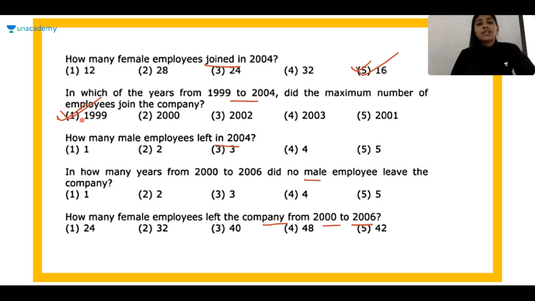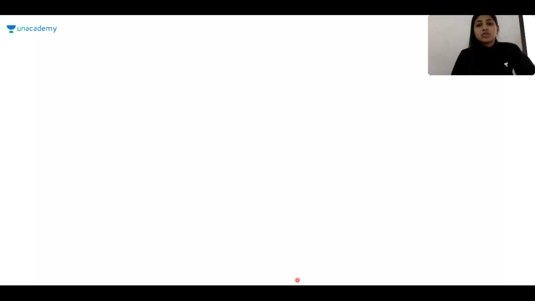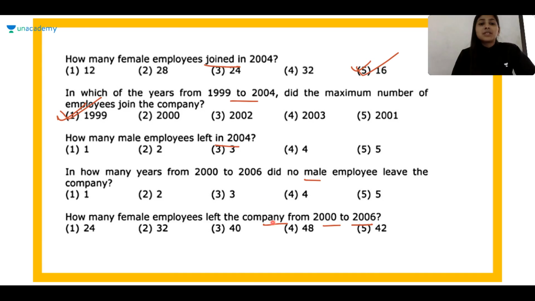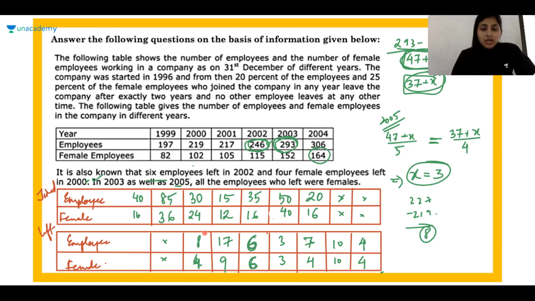How many male employees left in 2004? In 2004, we can see 7 employees left, and out of them 4 were females, which means 3 male employees left in 2004. In how many years from 2000 to 2006 did no male employee leave the company? From 2000, in this year no male employee left because it is all female, 6. In this year, this and this. So in 4 years, no male employee left.